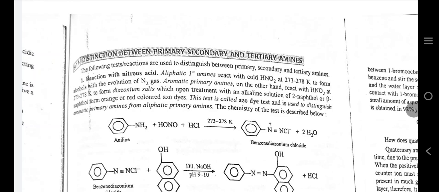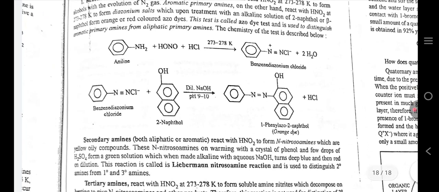Distinction between primary, secondary, and tertiary amines. Reaction with nitrous acid. Aliphatic primary amines react with cold HNO2 to form alcohol with the evolution of N2 gas. Aromatic primary amines, on the other hand, react with HNO2 at 273 to 278 Kelvin to form diazonium salt, which upon treatment with an alkaline solution of 2-naphthol or beta-naphthol forms an orange or red colored azo dye. This test is called the azo dye test and is used to distinguish aromatic primary amines from aliphatic primary amines. The chemistry of the test is described below.